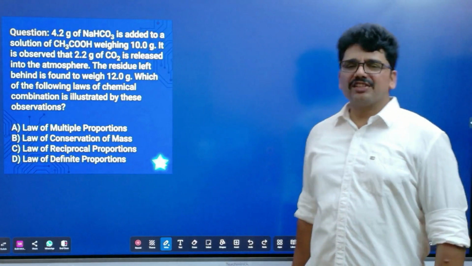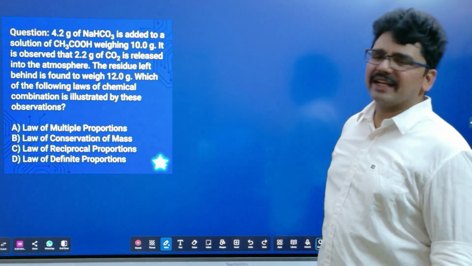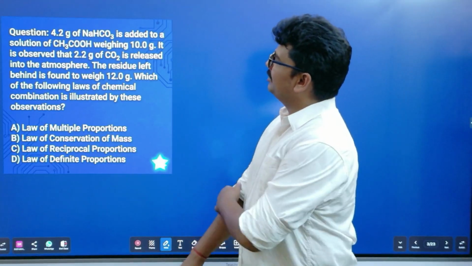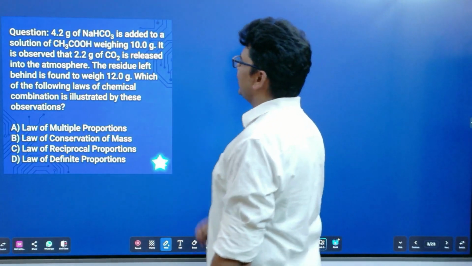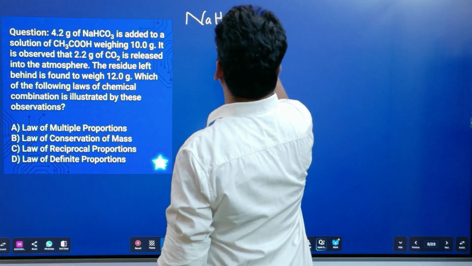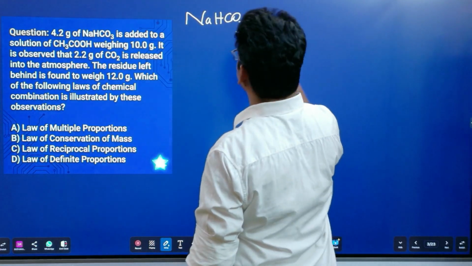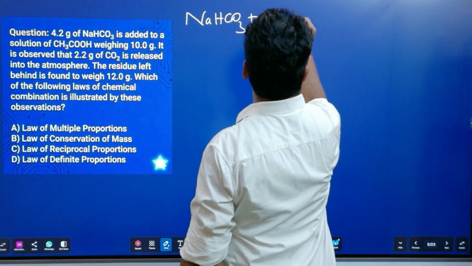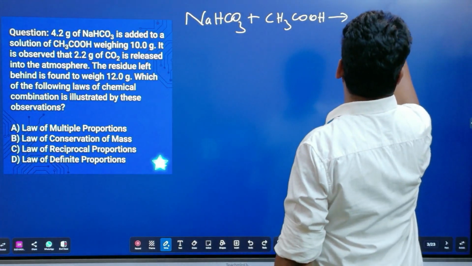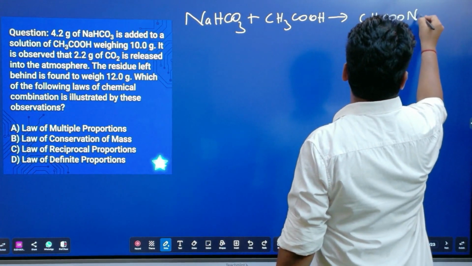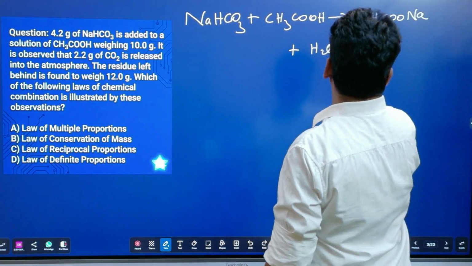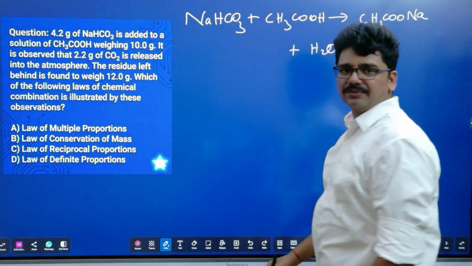So based on the law of conservation of mass, one important question. 4.2 grams of sodium bicarbonate is added to a solution of acetic acid weighing 10 grams. So I am taking sodium bicarbonate. This is mixed with acetic acid. And what is its product? Sodium acetate, water and carbon dioxide. This is the reaction.